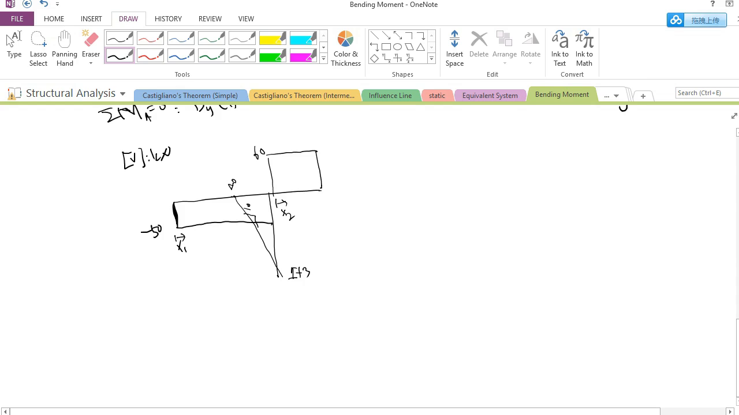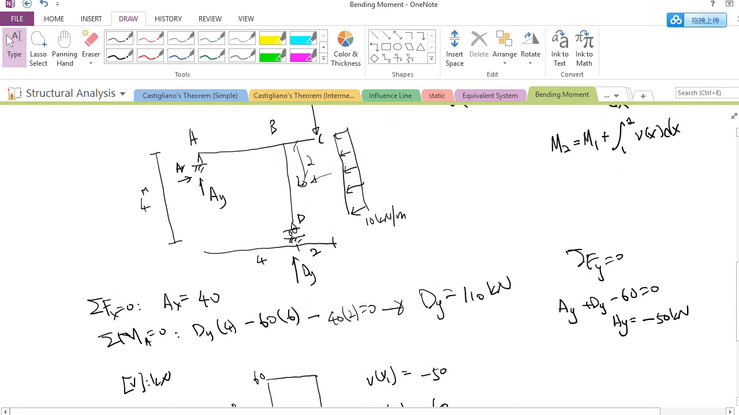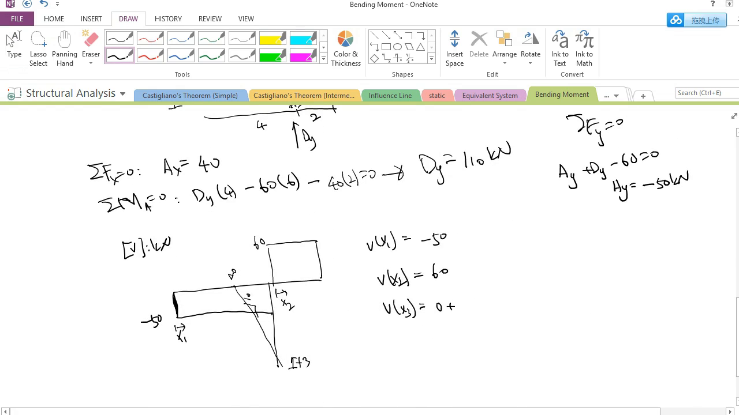So let's quickly go through the equation to describe this shear force diagram. V of x1 is negative 50. V of x2 is 60. V of x3, the starting point is 0, plus, the slope is 10, so 10 x3.